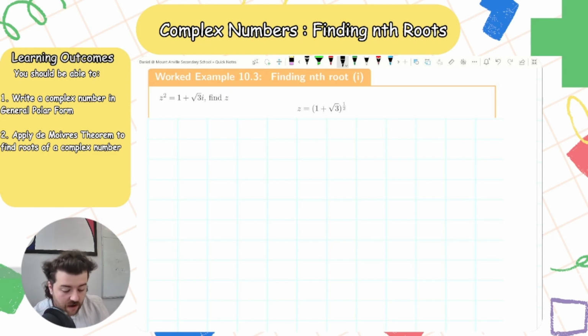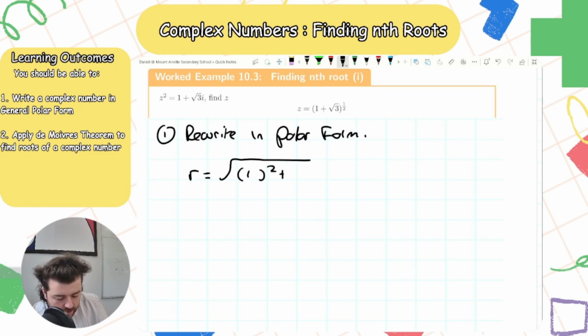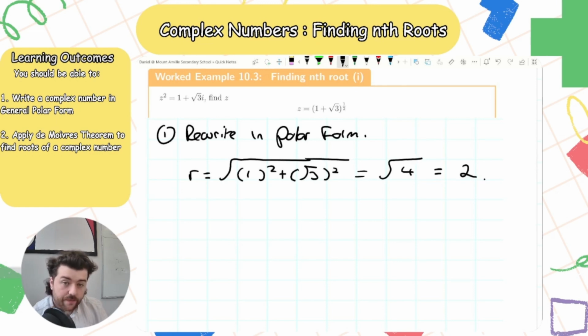First, let's rewrite it in polar form. The modulus is equal to the square root of 1 squared plus root 3 squared, which is the square root of 4, which is equal to 2. So my modulus is 2. Then let's look for my argument. So plot it out here. Both are positive, so it's going to be in the first quadrant. This is my reference angle.